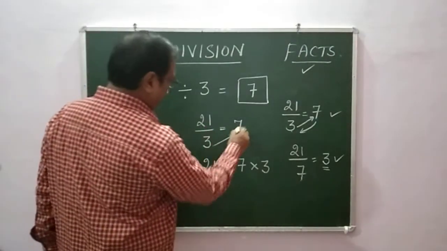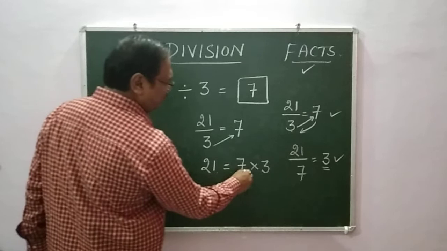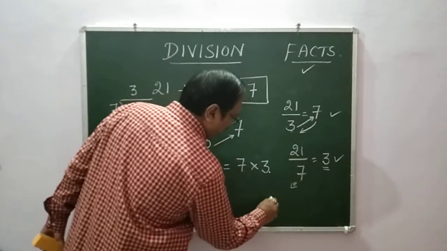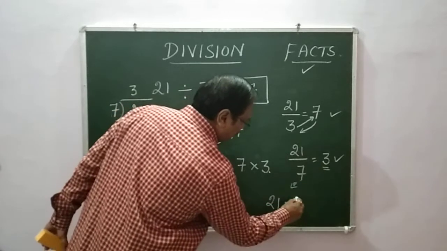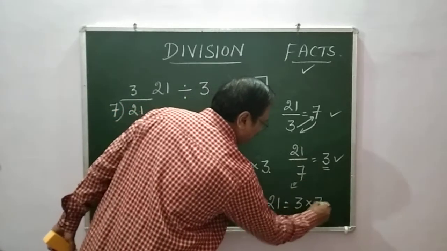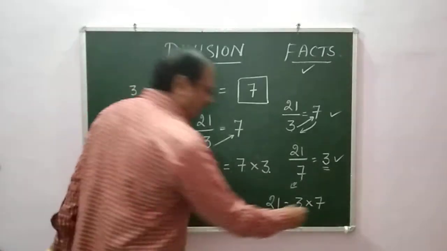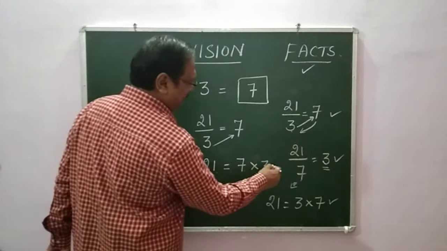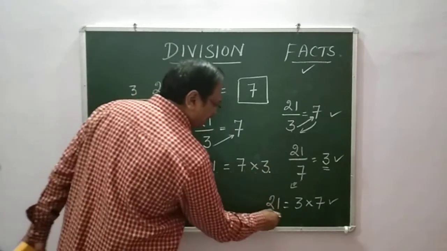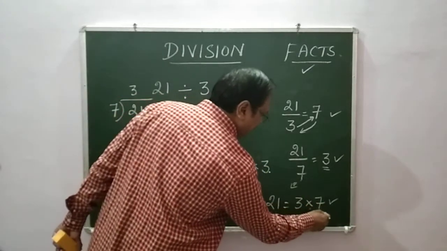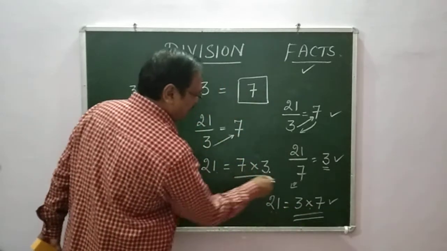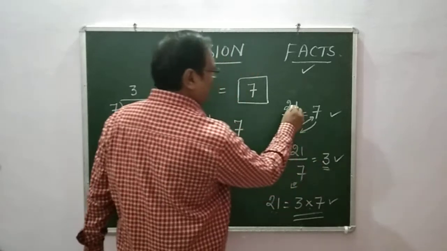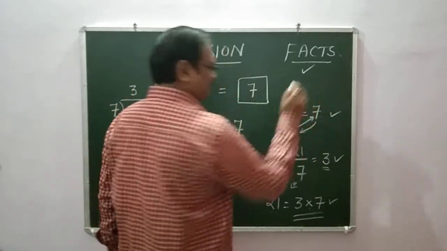Now this you got here: 21 is equal to 7 into 3. From here you can say 21 is equal to 3 into 7. This is also correct. So I can say 21 is 7 multiplied by 3 or 21 is 3 multiplied by 7. I will underline like this. And 21 by 7 is 3 and 21 by 3 is 7.